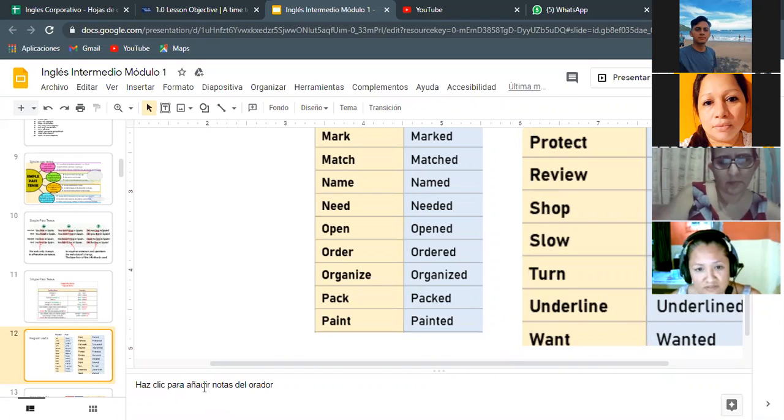Any example is good. You don't know? No. Okay, that is easy. You can say, I marked the book. So you put a mark into that one. You can say that. Okay.